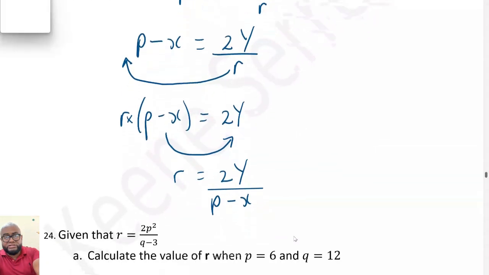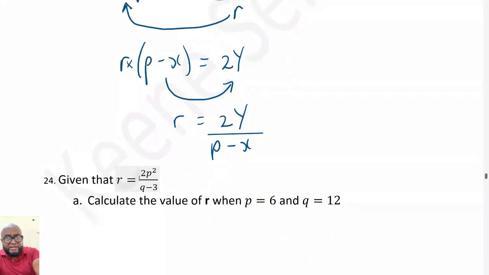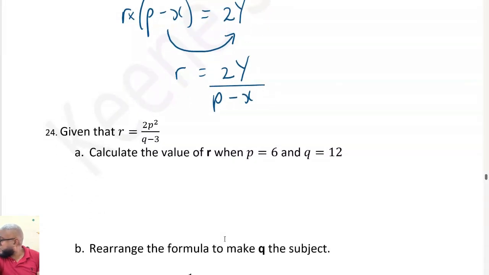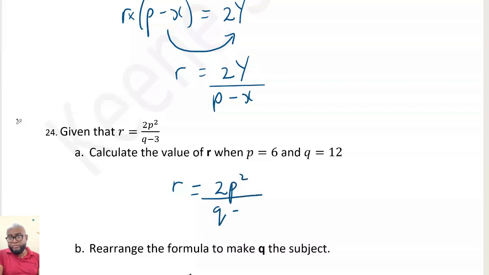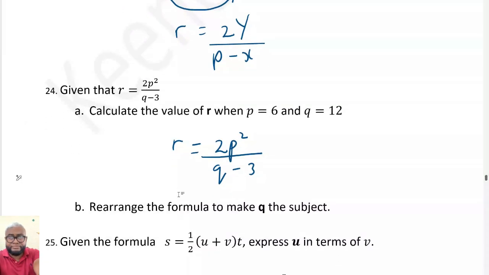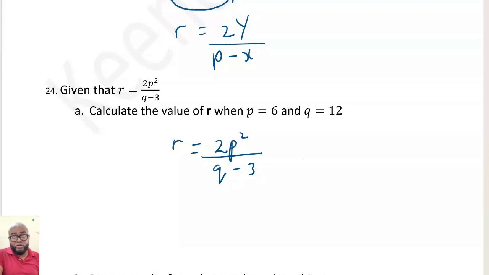Right. So we go down to this one now. Now we have R is equal to this expression here. They want us to calculate the value of R when P is equal to 6, Q is equal to 12, right? So R would be equal to, I put in what is above there, 2P squared over Q minus 3. But question, what is P equal to? P is equal to 6. So they want us to find R. So we are going to apply substitution here.